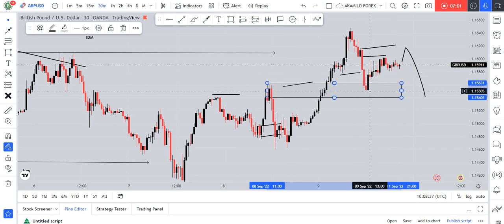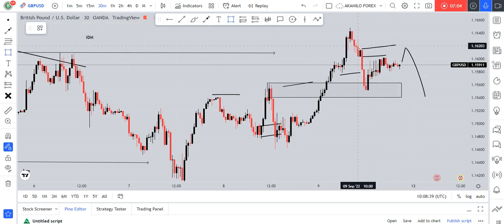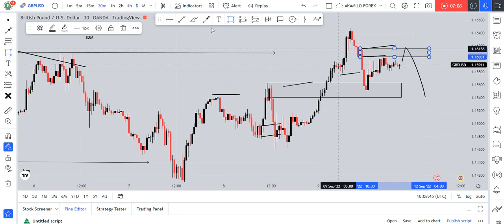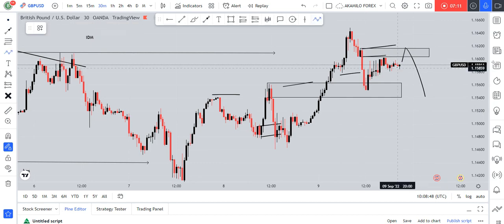If they use here as a resistance turned support, other smart money traders will use here as their order block. They will be anticipating price to move up, tap in, and come down. And those who use resistance turned support will be expecting price to move to the upside. But what are we going to see here? This is just a smart money trap.